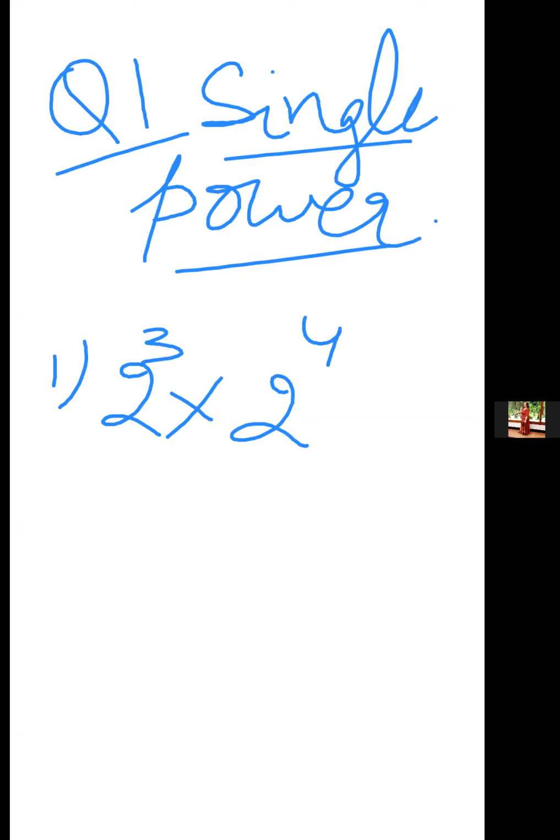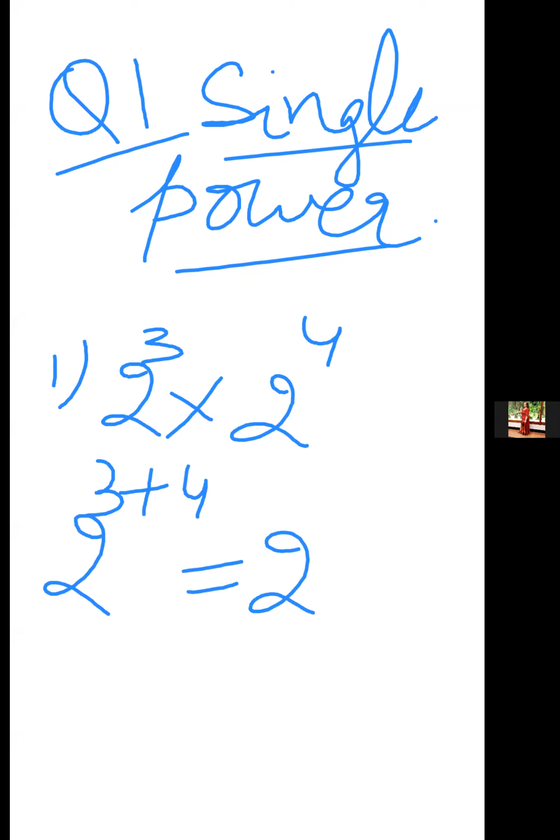Yes, first law. When bases are same, powers are added. So what you have to do? You have to write like this. 2 raised to power 3 plus 4 is equal to 2 raised to power 7. And in front of that, what you have to write?